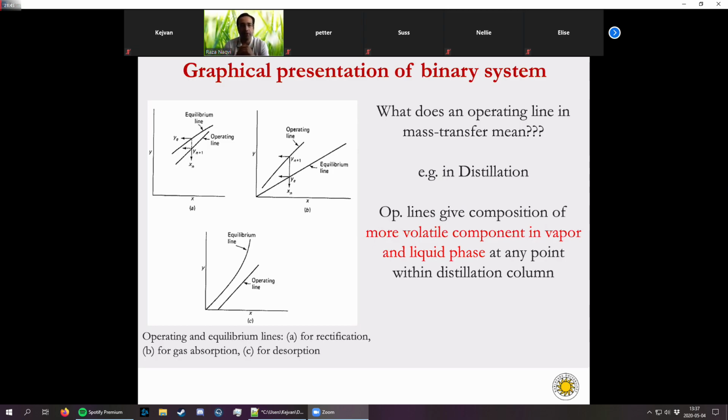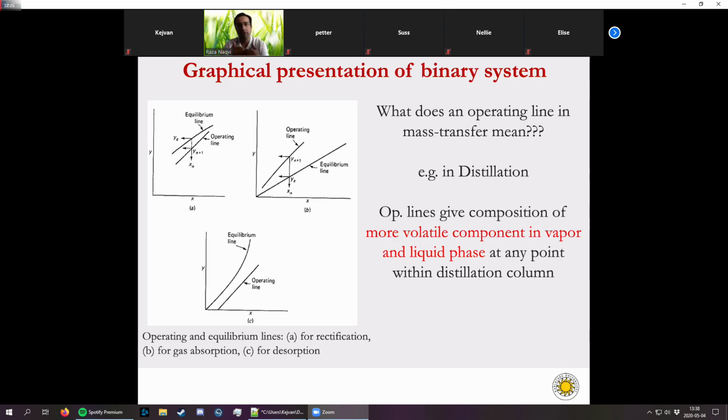Then again, we have to think about what information we get from the operating line. If we take the example of distillation, the operating line helps us find the composition of the more volatile component in the vapor and the liquid phase at any point within the distillation column. So these are the actual conditions of the system: what the composition of the more volatile component in the vapor will be, and what the composition of the more volatile component in the liquid phase will be.